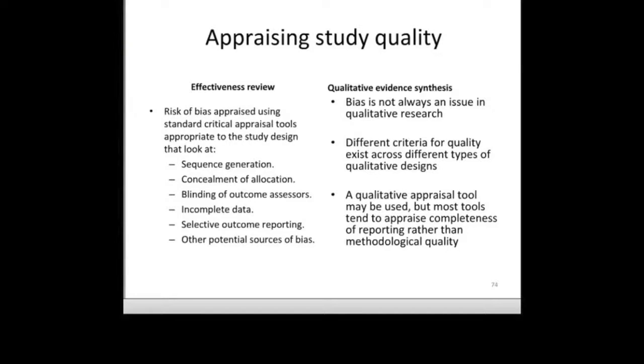Now the next phase is then that you should describe how you're going to appraise the study quality. In an effectiveness review that is produced within Cochrane, they actually always use the similar quality framework that is outlined in the Cochrane handbook on reviews of effectiveness. And it's based on some sort of quality measurements related to sequence generation, concealment of allocation, blinding of data, and so on. We already discussed that bias is not always an issue in qualitative research.